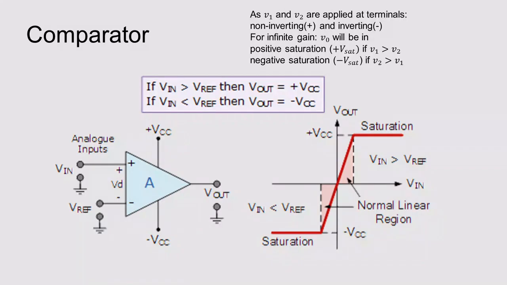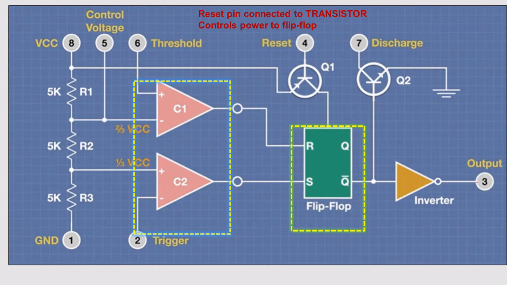Now we will go to the basics. We will start with this divider network. Here you can see you have 5k internal resistors. This is acting as a voltage divider.